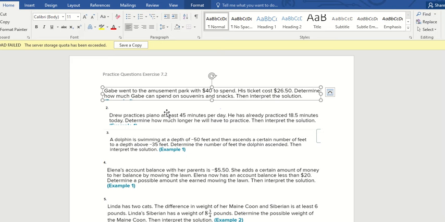This is exercise 7.2, and we are practicing questions for inequalities. Let's go with the first question. The important thing, when we are solving these inequalities, is to understand them properly. First of all, we will make inequalities from these statements, and then we will solve them. So let's start with question number one.